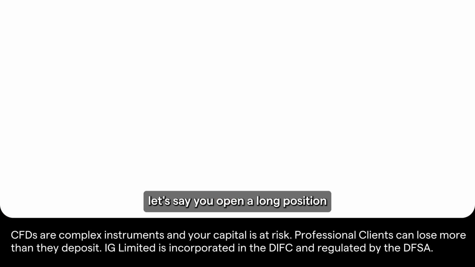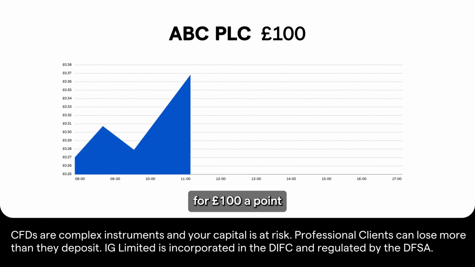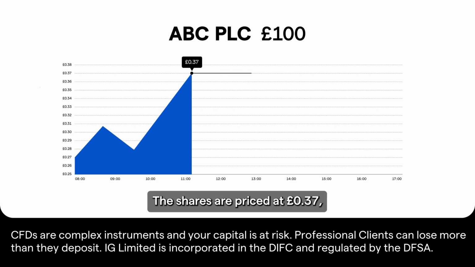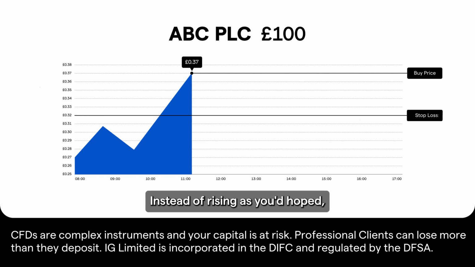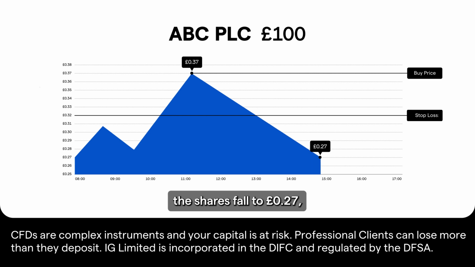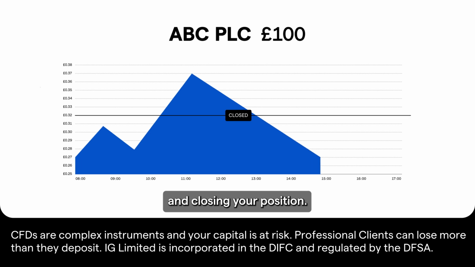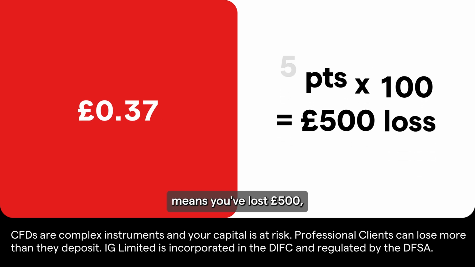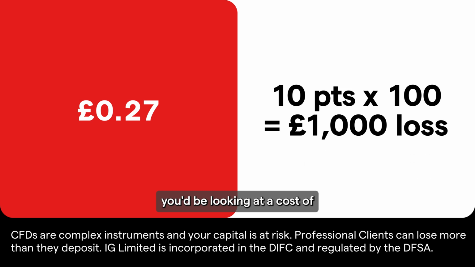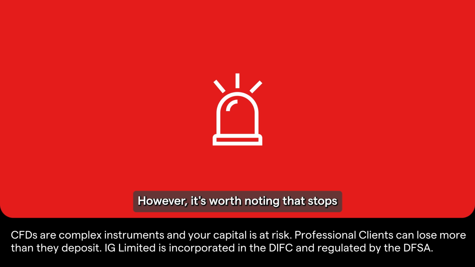For example, let's say you open a long position for £100 a point on shares of ABC plc. The shares are priced at 37 pence, and you put a stop loss at 32 pence. Instead of rising as you'd hoped, the shares fall to 27 pence, triggering your stop loss and closing your position. That drop of 5 points means you've lost £500, but without your stop loss, you'd be looking at a cost of more than £1,000.